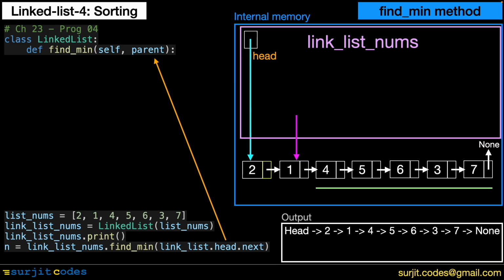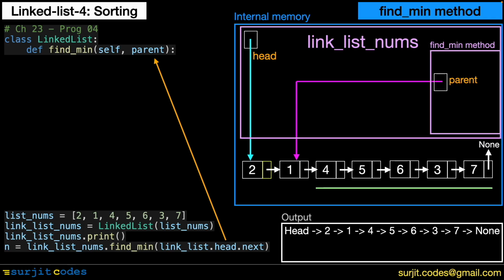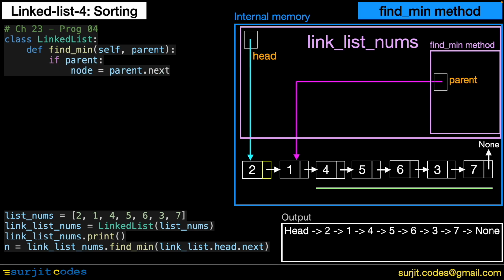We pass the parent node of range, that is node 1, to the find minimum method and save it as parent. The method returns the parent of the node that has minimum data out of all the nodes in this range. Searching range starts with the node that is next to the parent. We save it as initial value of the variable node.